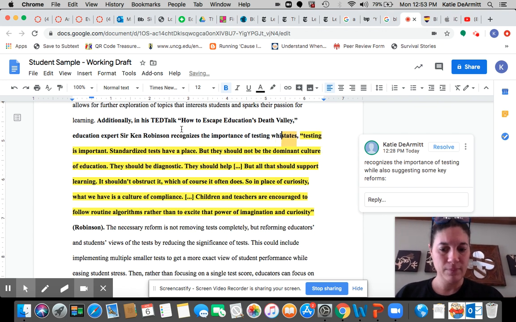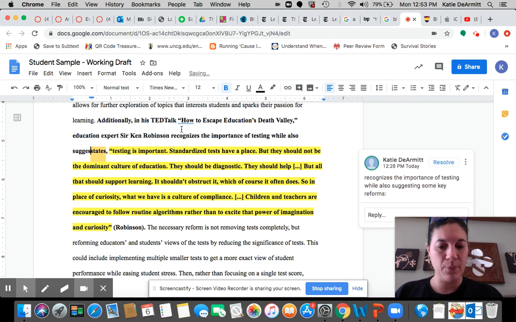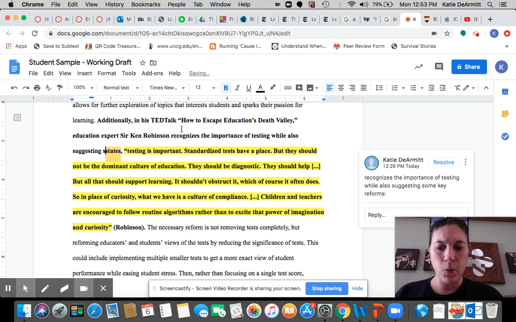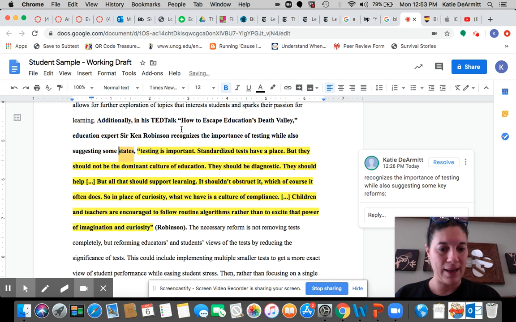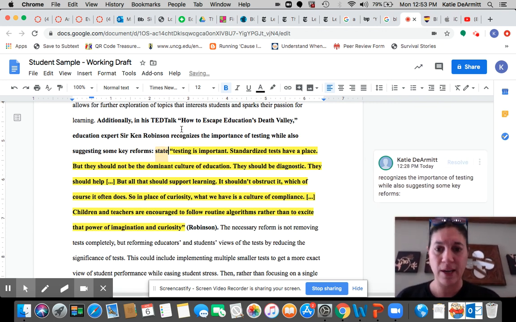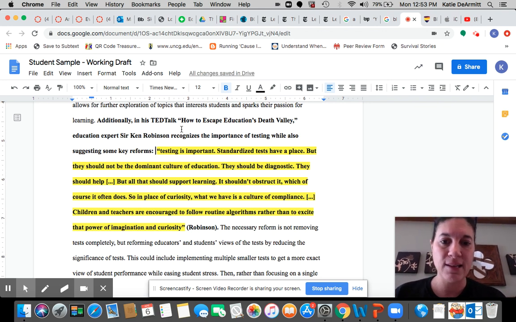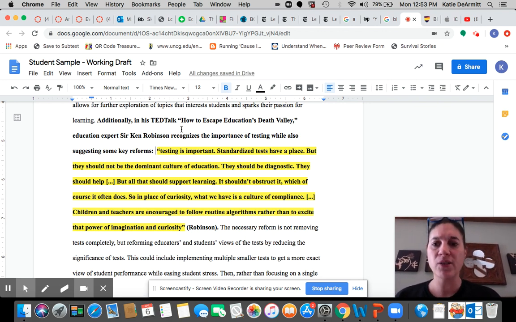And what I want to do is preview what the quote is going to say without actually saying exactly what it says. So here we go. I went from "states" to actually explaining what the quote states. So here, Sir Ken Robinson recognizes the importance of testing while also suggesting some key reforms. So I've got my attributive tag.